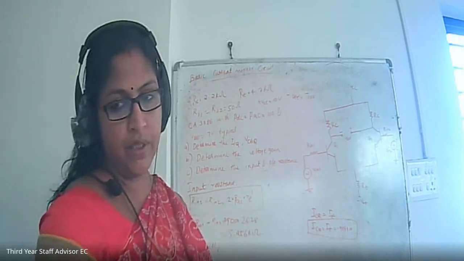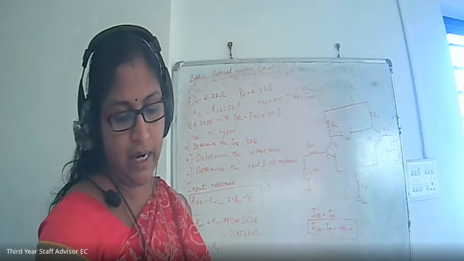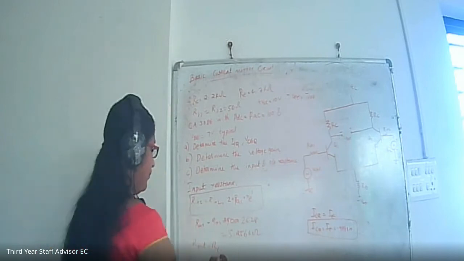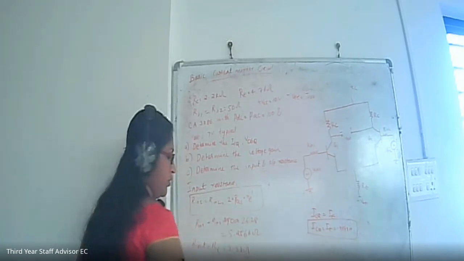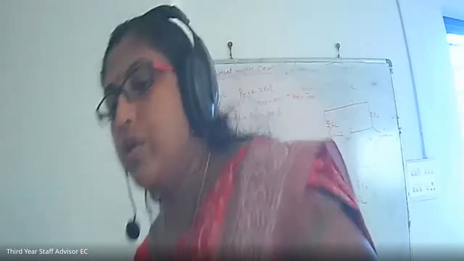RC is given in the question as 2.2 kilo ohm, so you will get R out equal to 2.2 kilo ohm. This is the way we can do the problem. A similar type of problem was asked in the university question.